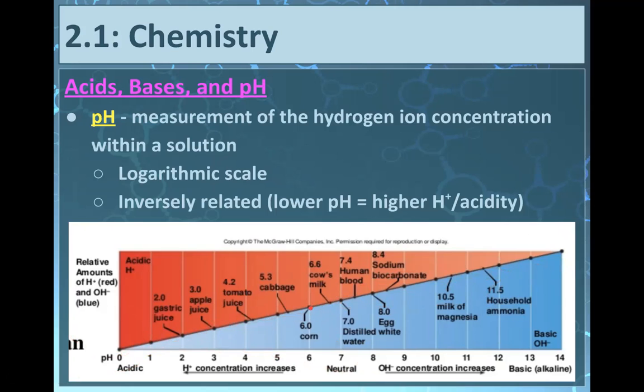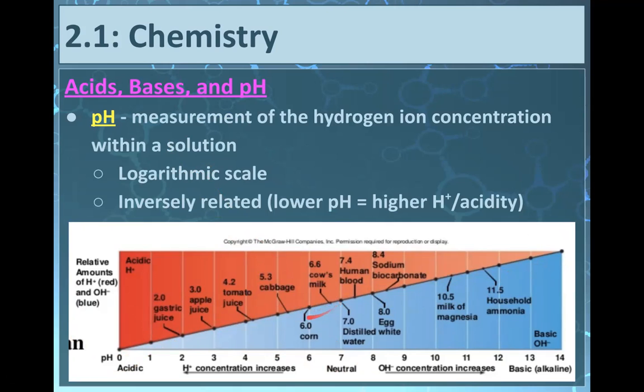And so it is a logarithmic scale, meaning that for every one difference in pH, you will take 10 to that power. So if it's a difference of 1, it's 10 to 1, which will be 10. So that means that this is 10 times more acidic.